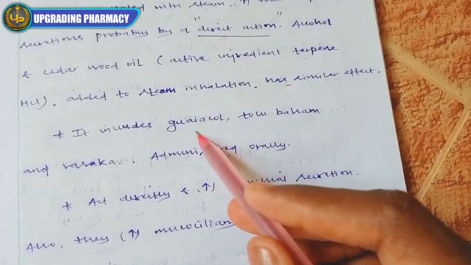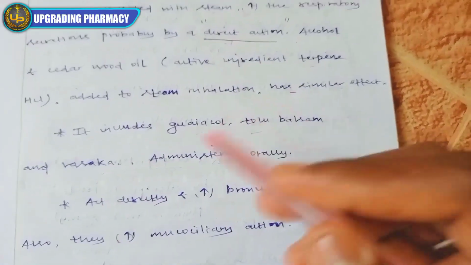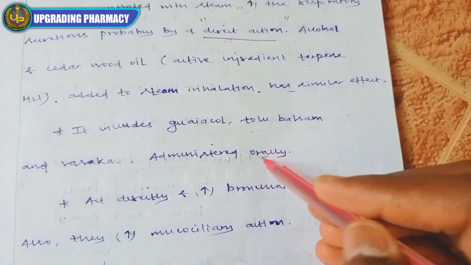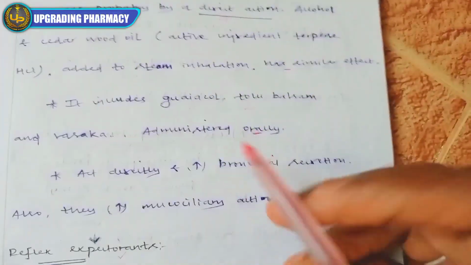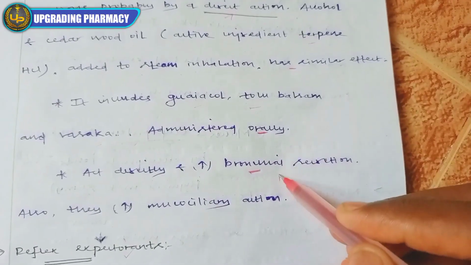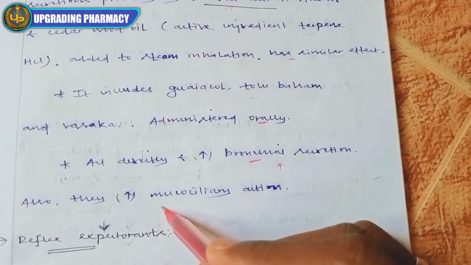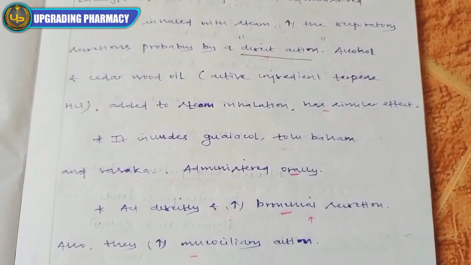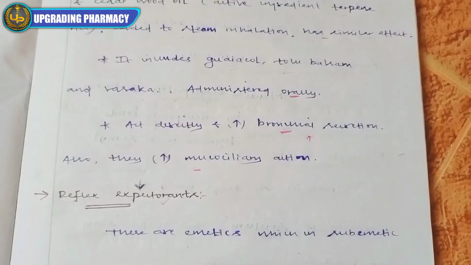It includes guaiacol, tolu balsam, and vasaka. These are herbs or naturally occurring materials, and they are also administered orally. They increase the secretions in our respiratory tract, acting directly and increasing bronchial secretions. They also increase the mucociliary action, so that the foreign materials in our chest region come out through these excess secretions of fluid, and the cough is suppressed.